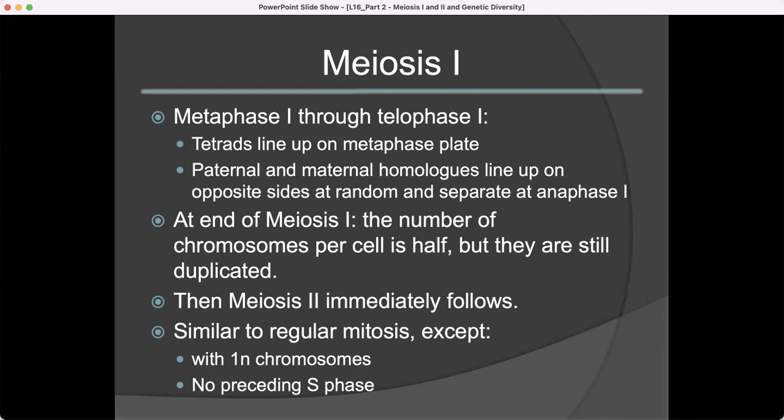Eventually, this will then undergo telophase and cytokinesis, where we will produce 2 genetically distinct daughter cells. When we enter into meiosis 2, we enter immediately, which means that there is no genetic information that is going to be copied. There is no S phase, there are no additional growth phases. We simply complete meiosis 1 and enter directly into meiosis 2.